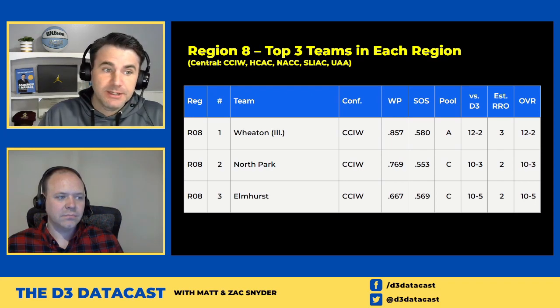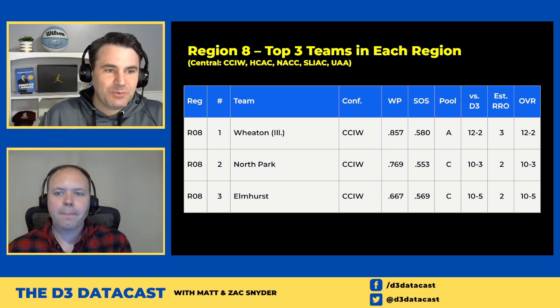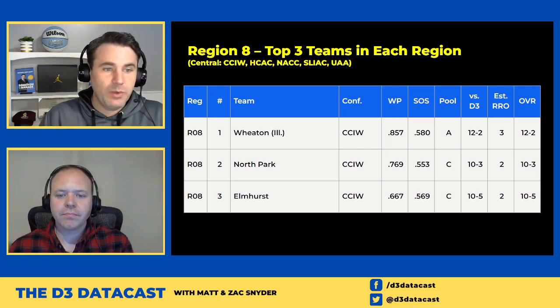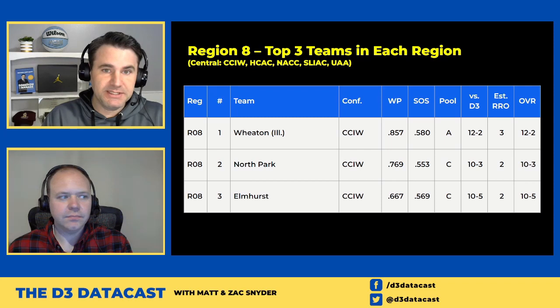Elmhurst 3rd. You could maybe make an argument that Wash U should be 3rd. I had Wash U 4th, but got to make decisions here. Right now, I think they have 2 regionally ranked wins, one over Wheaton, the top team of this region, and then Calvin. And right now, I think the reason I kept Wash U 4th is their SOS is just killing them.